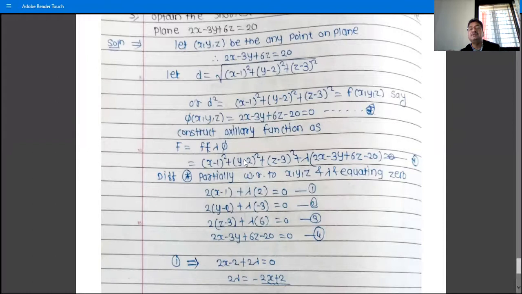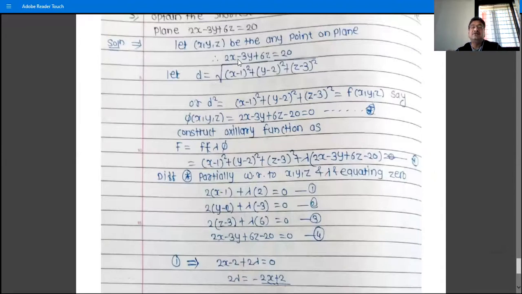If there is a root sign, then the derivative is 1 by 2 times the root of this quantity, into the derivative of this quantity with respect to x, y, z. That becomes complicated. So in order to cancel the root, we square both sides. So instead of making d minimum, we make d square minimum. If d square is minimum, then d is minimum for those values of x, y, z. So we denote this function by f of x, y, z, and we have to find the minimum value of this function.